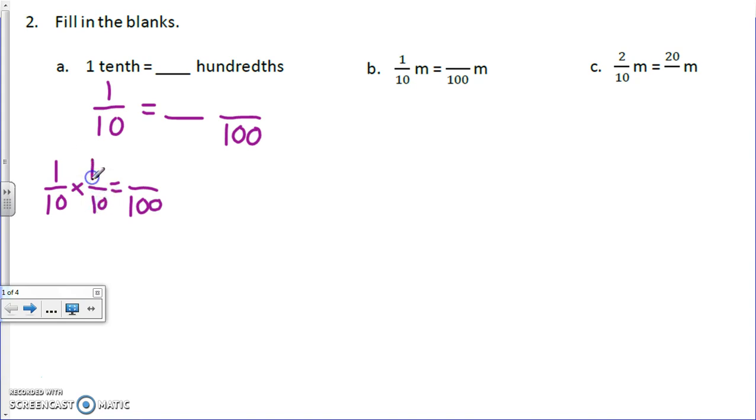Whatever I do to the bottom, I must do to the top. So 1 times 10 is 10. So 1/10 is 10 hundredths. Now, I have written it as a fraction below. We can just fill it in with the words. So again, 1/10 is equal to 10 hundredths.